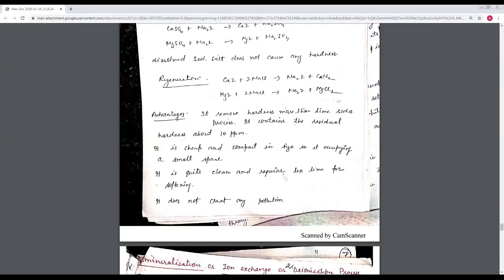So now I complete my lecture. In this lecture, we discussed the softening processes of water. These are the lime soda process and the zeolite process.